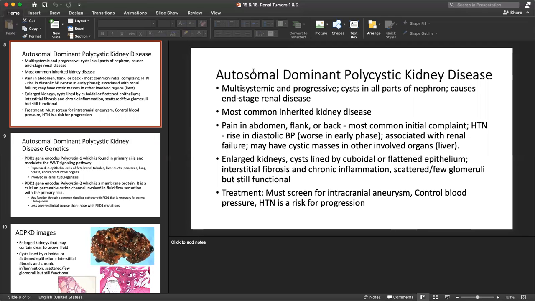Hypertension is going to be when they're an adult, because the RAS system is not working well. There also may be cystic masses in other places like the liver. And they love to ask this question. You see a patient with a bunch of cysts everywhere, and they've got really high blood pressure, what do you need to screen them for? And it would be a berry aneurysm, intracranial aneurysm.